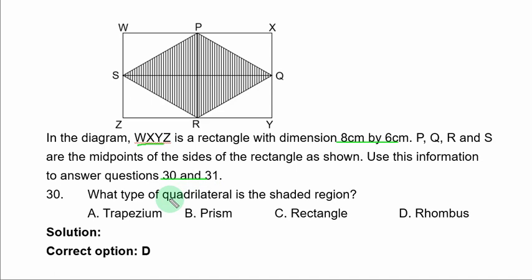Quadrilaterals are four-sided figures, and the one shaded is a rhombus. In a rhombus, all the sides are equal, so a rhombus is different from a kite. Here you have a rhombus. D is the correct option.